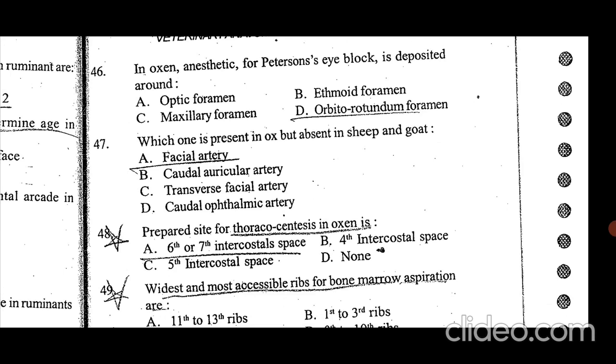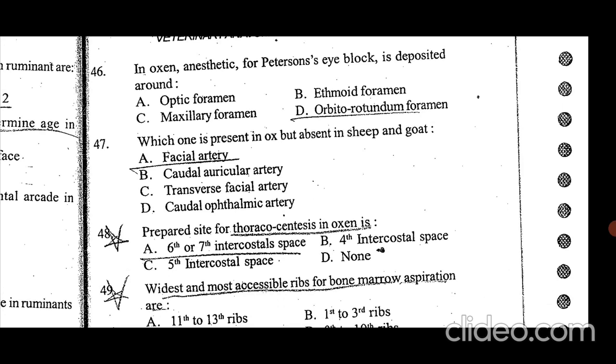The prepared site for thoracocentesis in oxen is the 6th to 7th intercostal space. It is the prepared site for thoracocentesis in oxen.